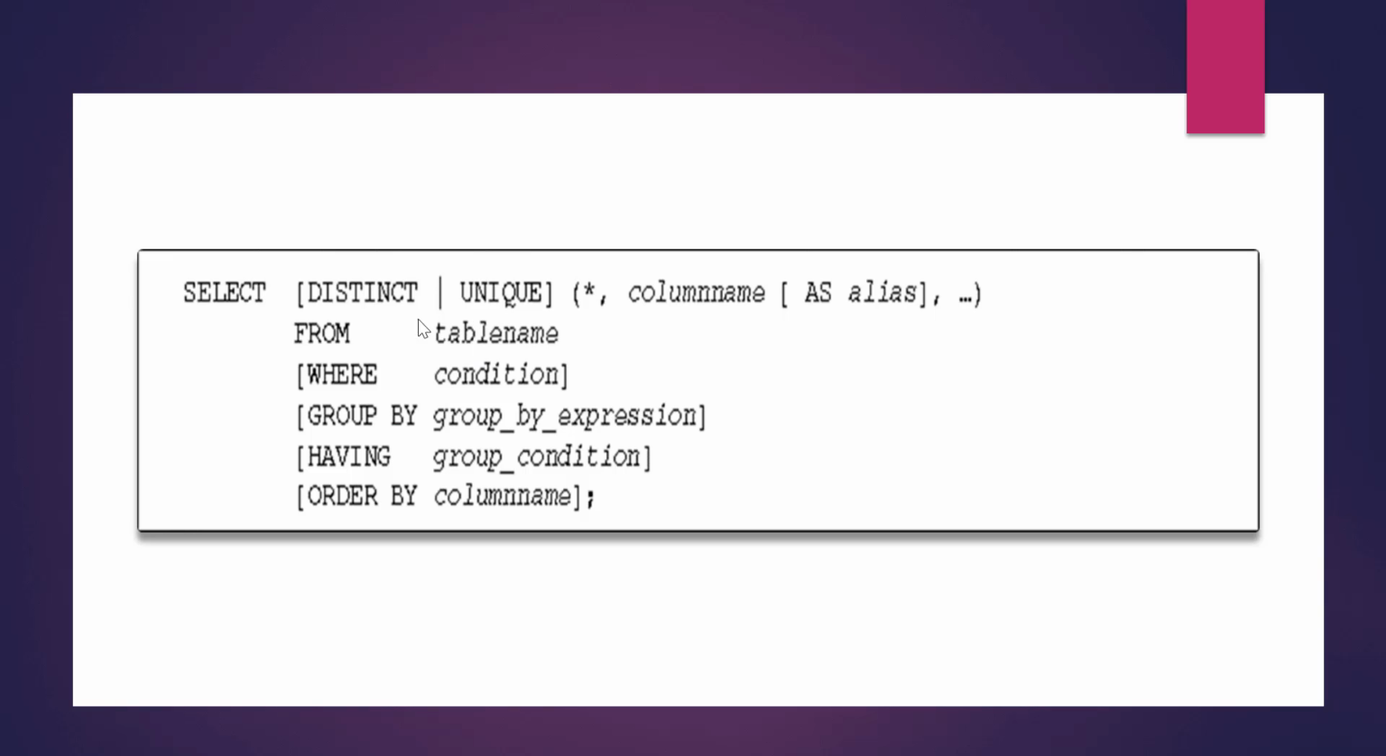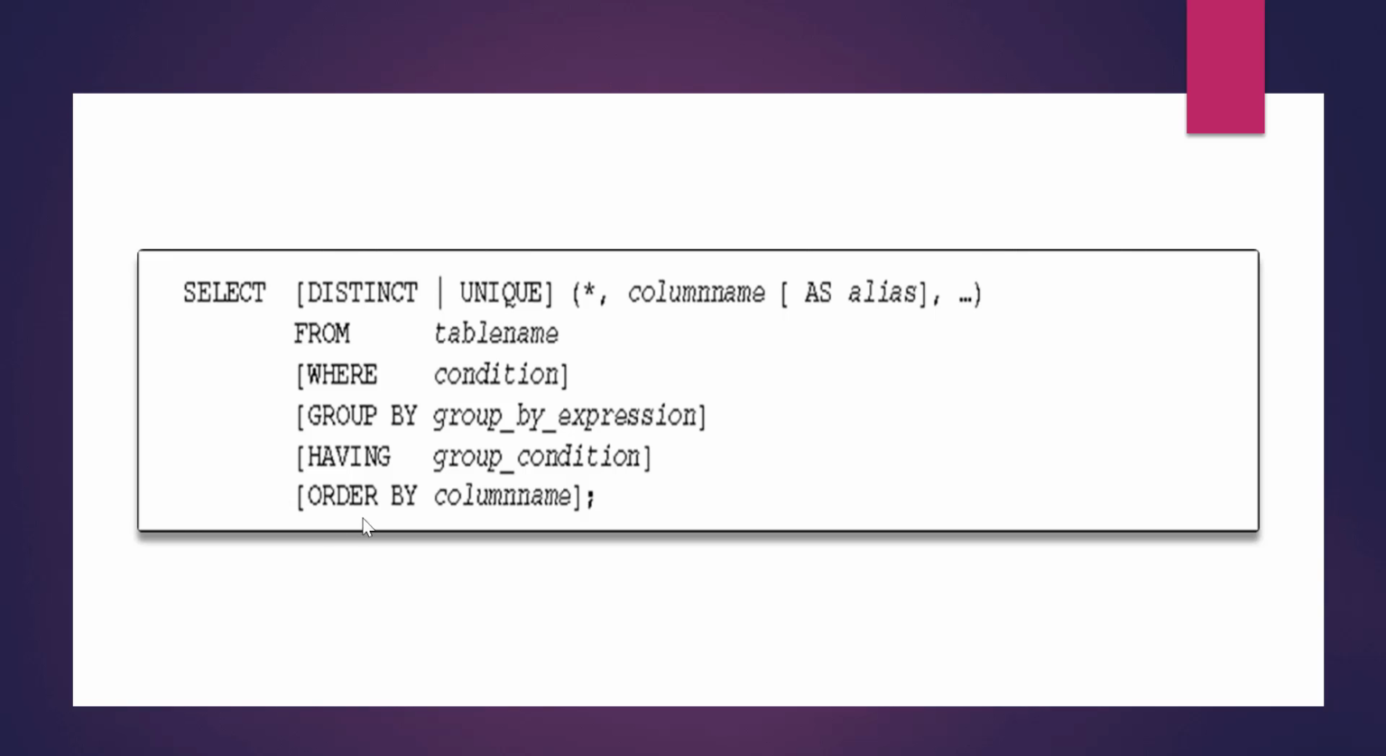From, then we will have the table name. This is the table that we will select data from. And then we had the where condition. So after the where keyword, we had the condition to filter our rows. For example, if we wanted to only see the books that have a cost greater than 50, this will be in our where condition.